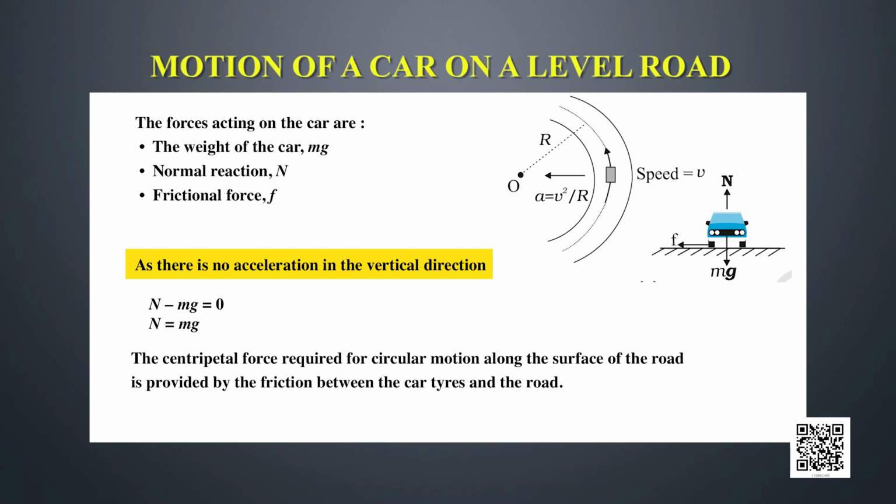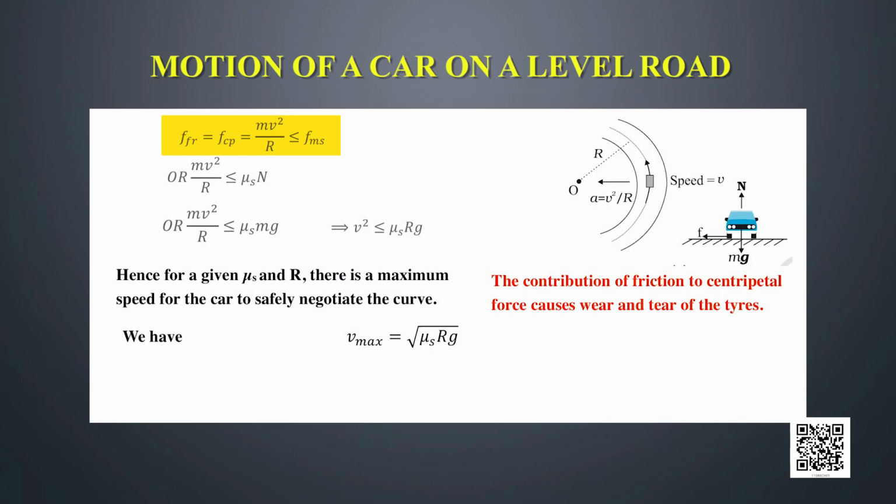As there is no acceleration in the vertical direction, we have N minus mg equal to 0. That is, there is equilibrium along the vertical direction, which gives us normal reaction equal to mg. The centripetal force required for circular motion along the surface of the road is provided by the friction between the car tires and the road. So, we can write F friction, that is f, equal to F centripetal equal to mv square over r.